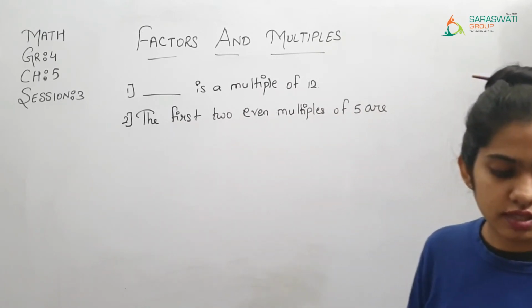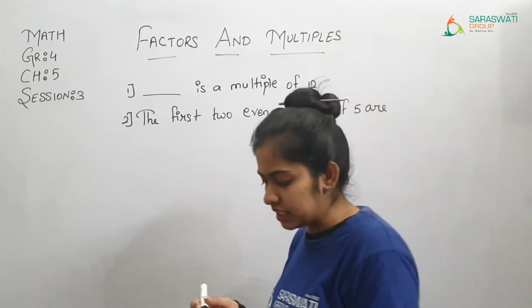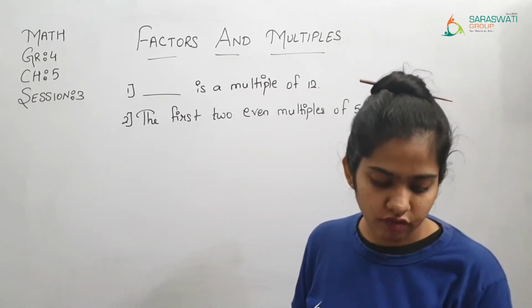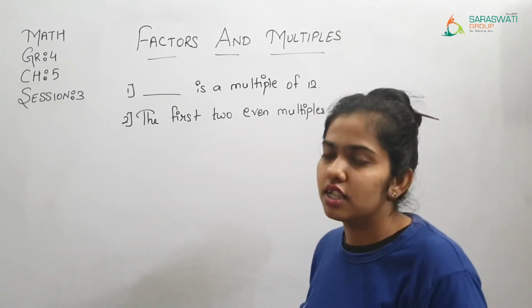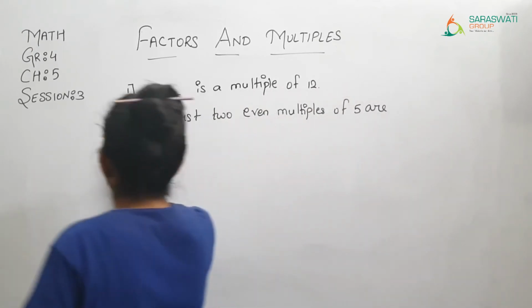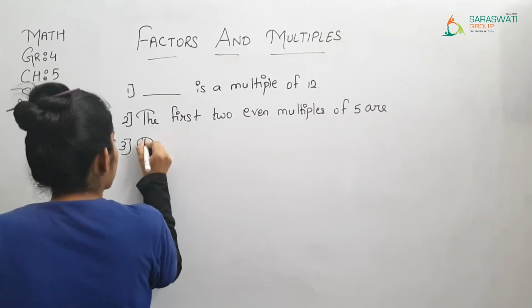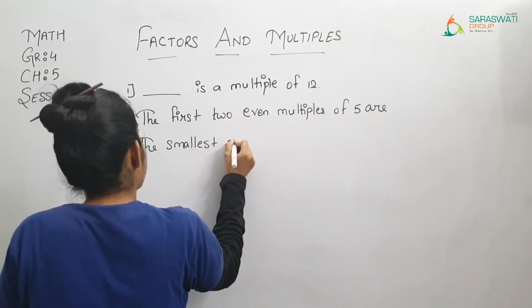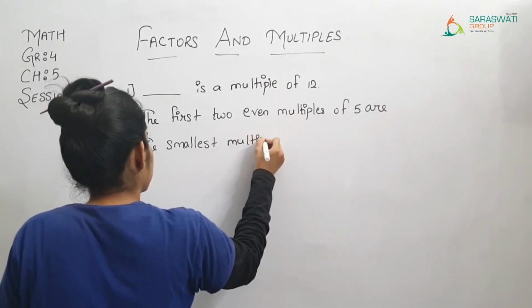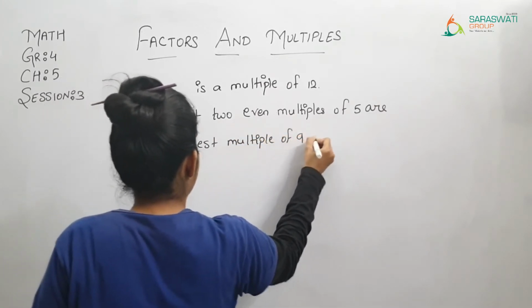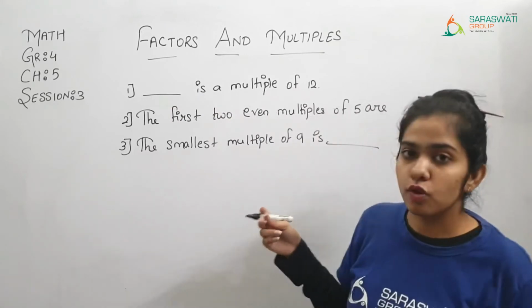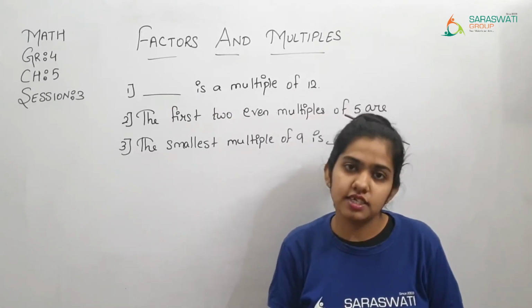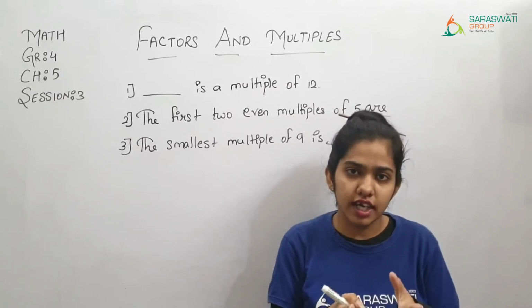Then afterward, the smallest multiple of 9 is. 9 no smallest multiple kyo aave? The number itself. The smallest multiple of 9 is. 9 no smallest multiple એ ખુદ પોતાનો એક smallest multiple થયો, right? So 9 is the smallest multiple of 9.